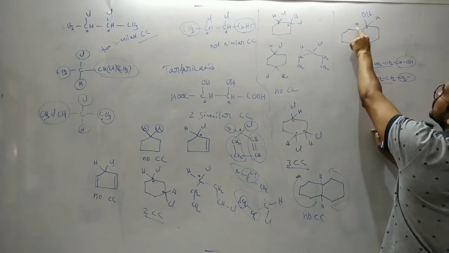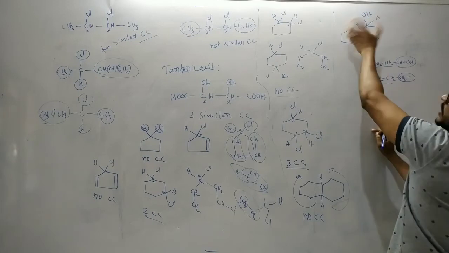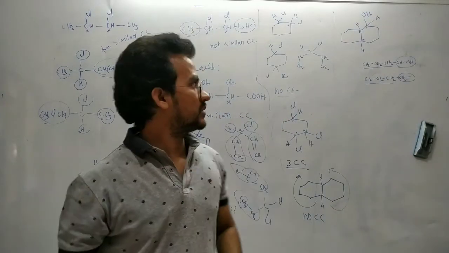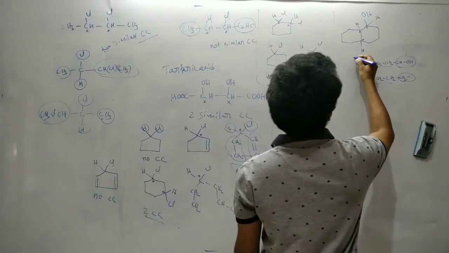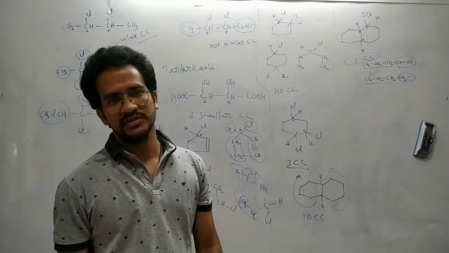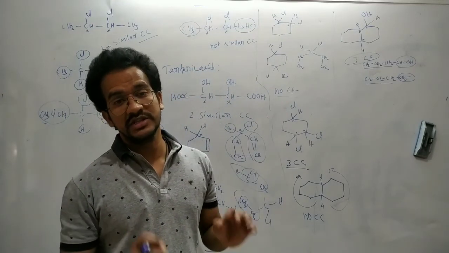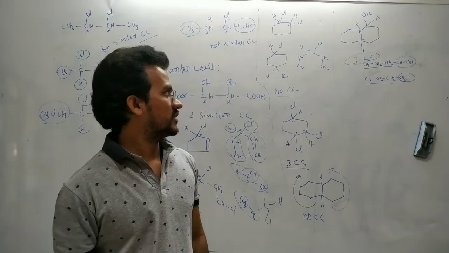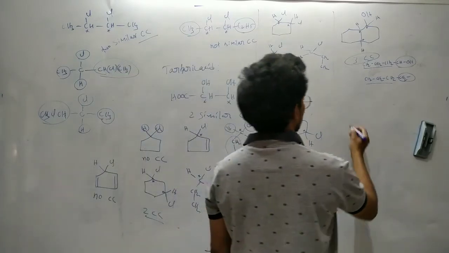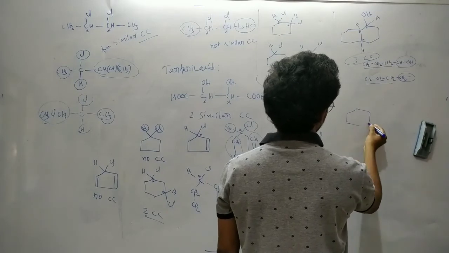Next here CH2 and CHOH on the other side. That means that carbon is attached to 4 different groups. So this one has 3 chiral carbons. If any carbon has no similar groups, that is a chiral carbon. Suppose here you can see this one.